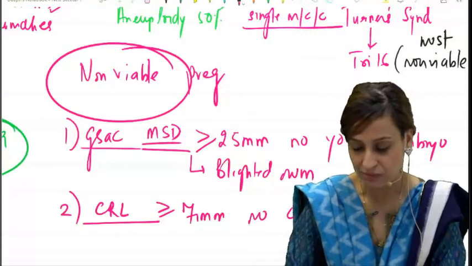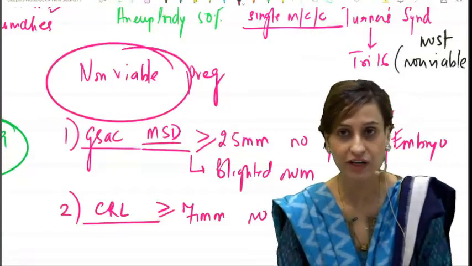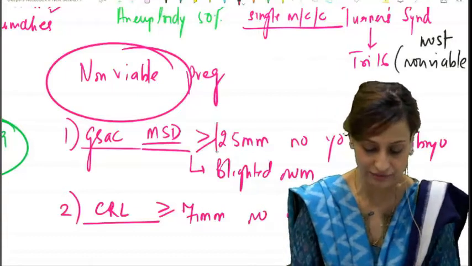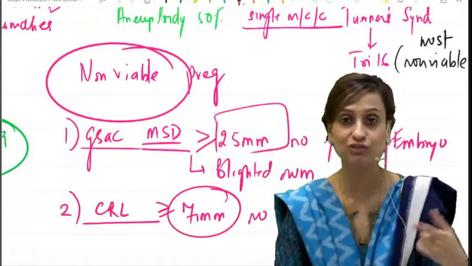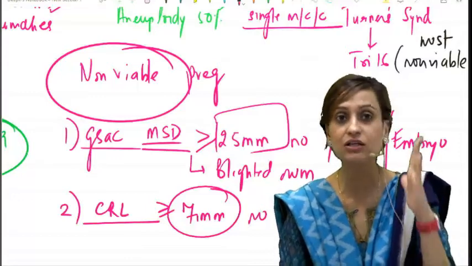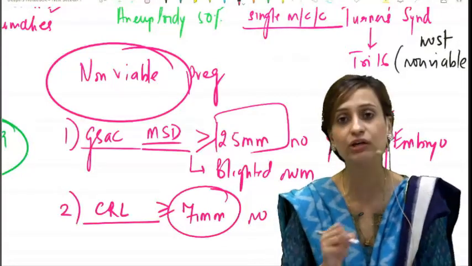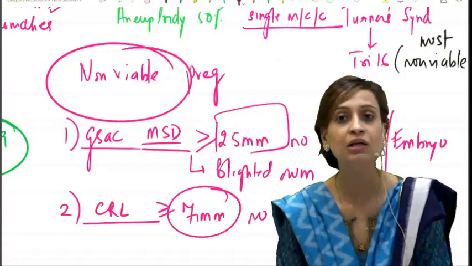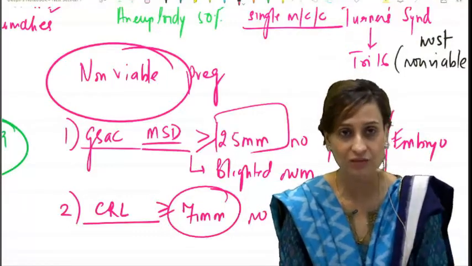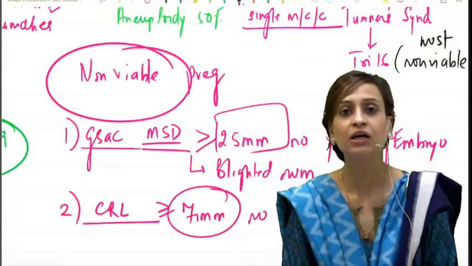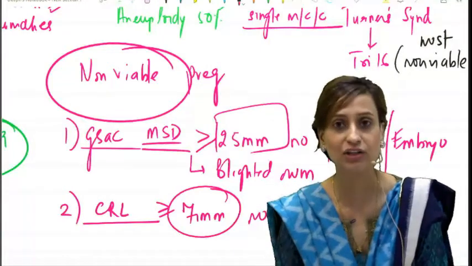Please remember, you can't call it non-viable unless these are the values that you see on ultrasound. So if the values are less than this, you'll have to keep repeating the ultrasound until you reach these values, and only then can you document it as a non-viable pregnancy, right? So this is also the ultrasound definition of abortion or non-viable pregnancy, and these exams have been trying to ask this in some format or the other, right?